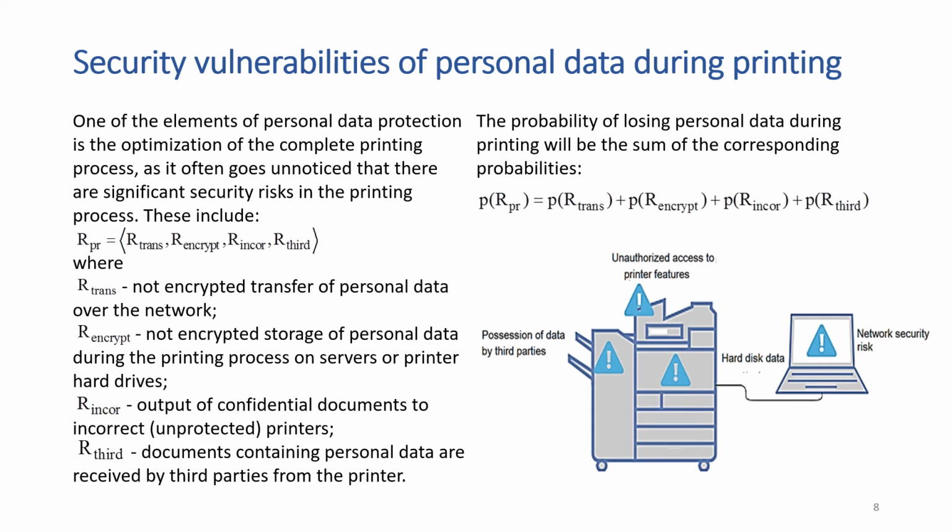One of the elements of personal data protection is the optimization of the complete printing process, as it often goes unnoticed that there are significant security risks in the printing process. These include not encrypted transfer of personal data over the network, not encrypted storage of personal data during the printing process on servers or printer hard drives, output of confidential documents to incorrect, unprotected printers, documents containing personal data that are received by third parties from the printer.